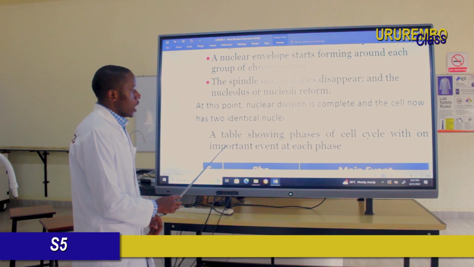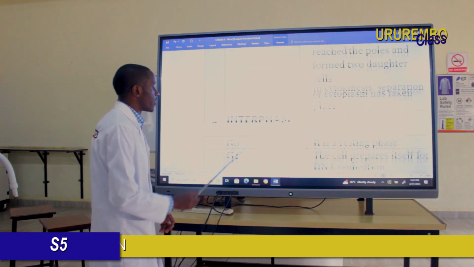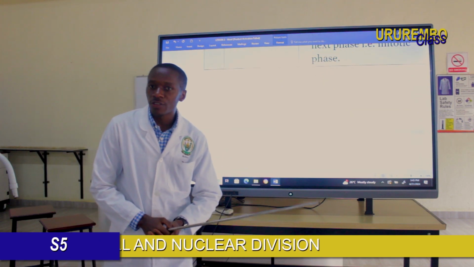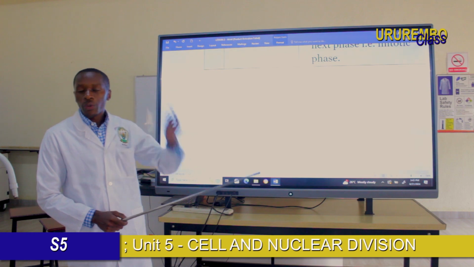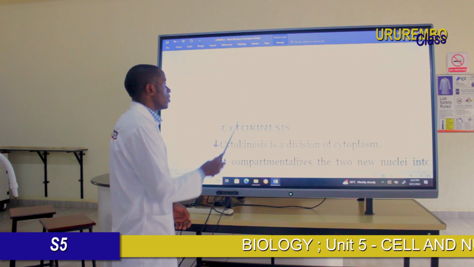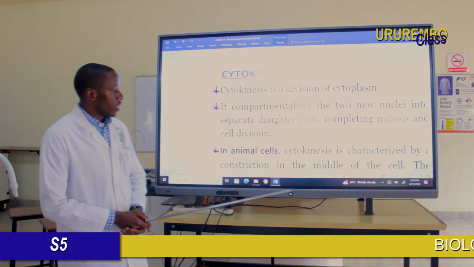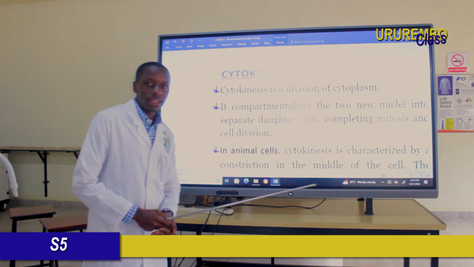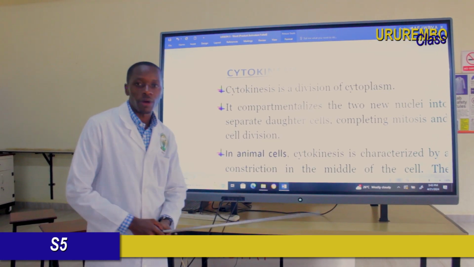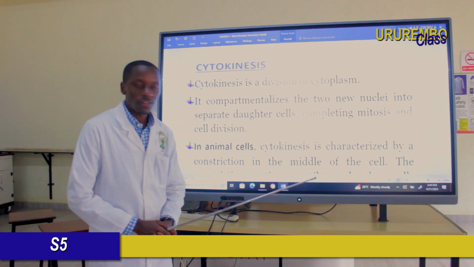So here, let us also see cytokinesis. After telophase comes what is called cytokinesis. What is cytokinesis, dear students? We have seen it in the previous lesson. Cytokinesis is the division of the cytoplasm. It shows different characteristics. First, it means the division of the cytoplasm. I think that you understand it.